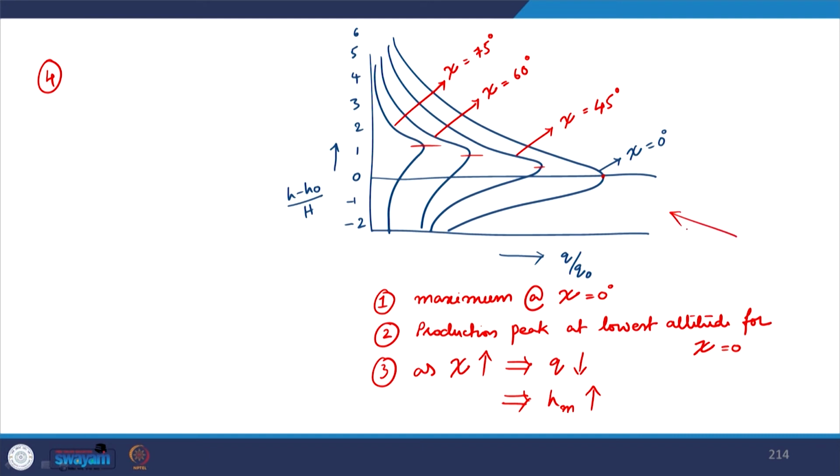So, what does it mean? It means that as you now imagine the surface of the earth like this, you draw a line which is at an angle chi equal to 0.